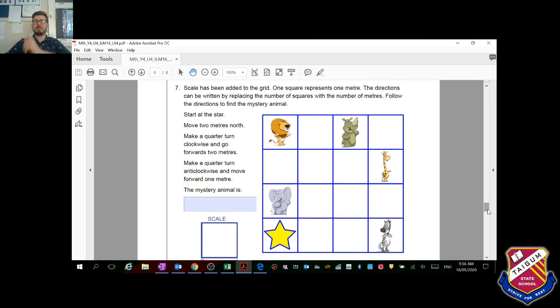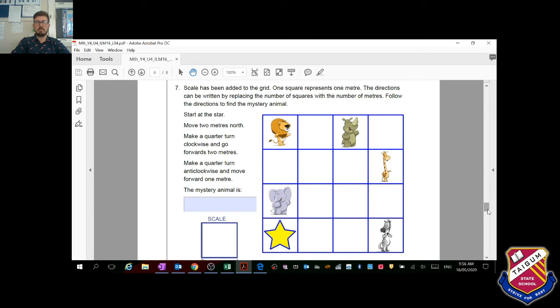1 square represents 1 meter. The directions can be written by replacing the number of squares with the number of meters. And because 1 square is 1 meter, we don't have to change much. Follow the directions to find the mystery animal. So follow them with me.